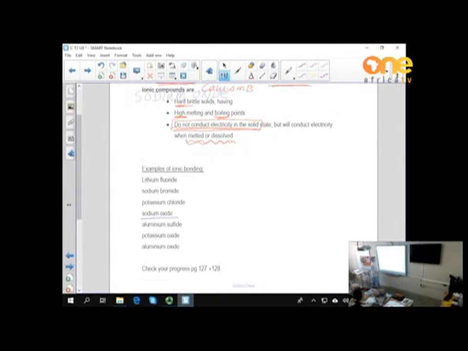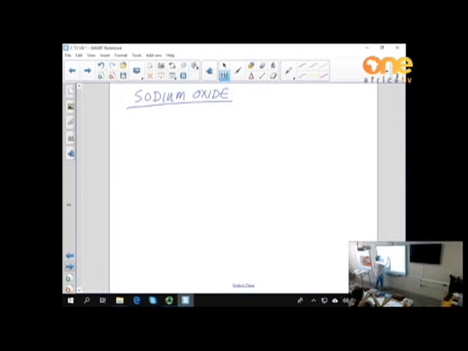Let's do sodium oxide. All right, sodium oxide, first step, write down the elements. Sodium and oxygen. How many bonding places does sodium have? 1. How many bonding places does oxygen have? 2. So we need to have 2 sodiums and 1. Do we show the 1? Nope. All right.